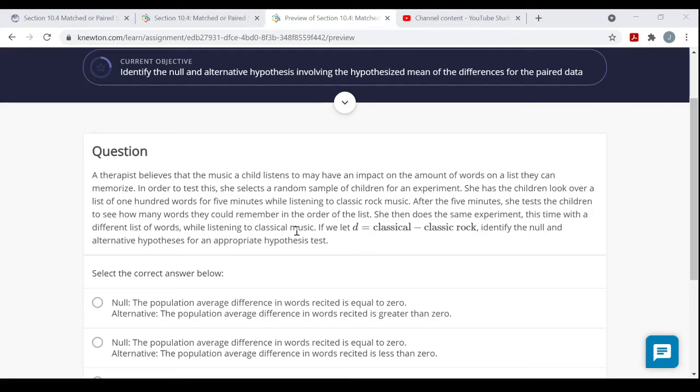Okay. While listening to classical music, if we let D be the difference between classical and classic rock, D equals basically the number of words they could remember after listening to classical music minus the number of words they could remember after listening to classic rock. Identify the null and alternative hypothesis for an appropriate hypothesis test. All right.